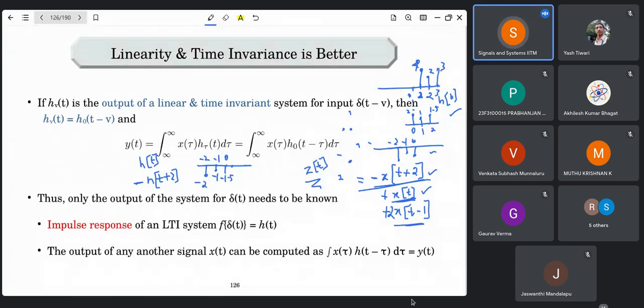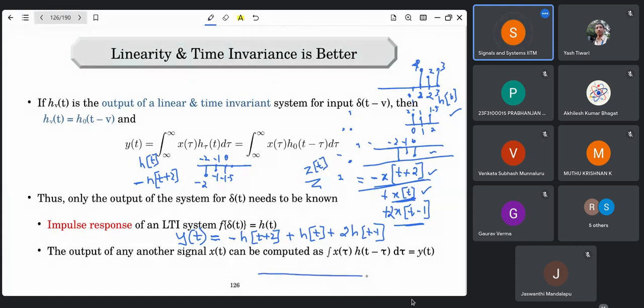So the final output y of t. I don't have the usual writing pad, so this is really tough to work with. So the final output is minus h of t plus 2, plus h of t, plus 2h of t minus 1. So graphically, it is the sum of all these things. How does that look? So at -2, there is this impulse that is coming here, right? That is -2. And at -1, you have once again this -1.